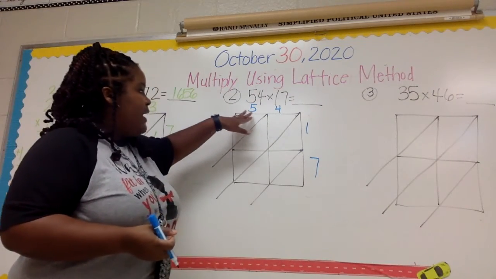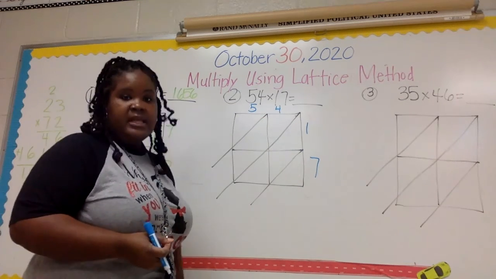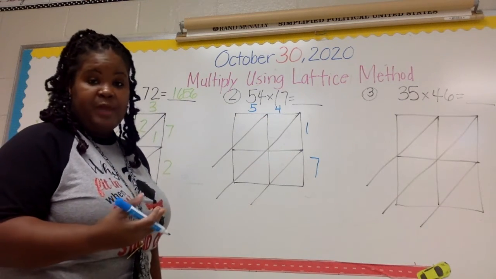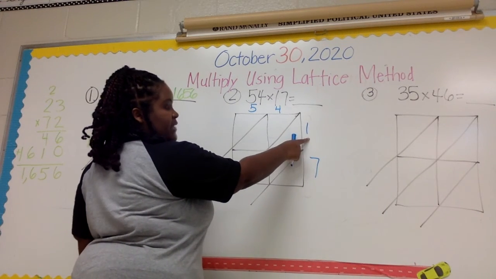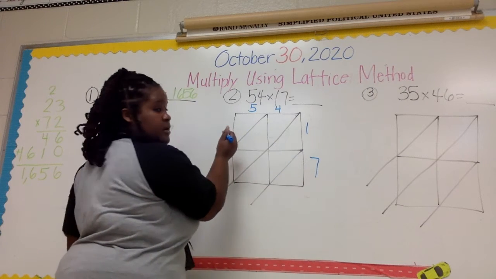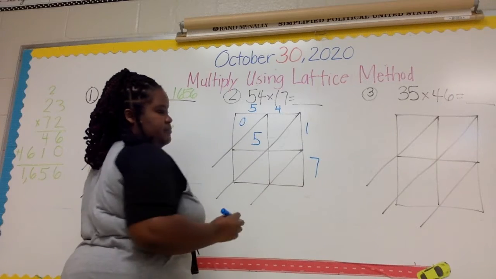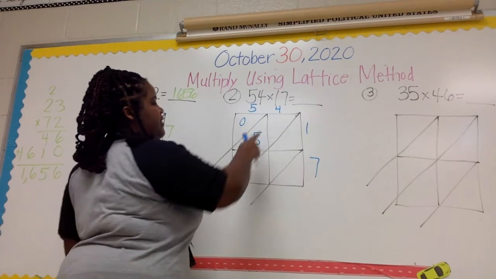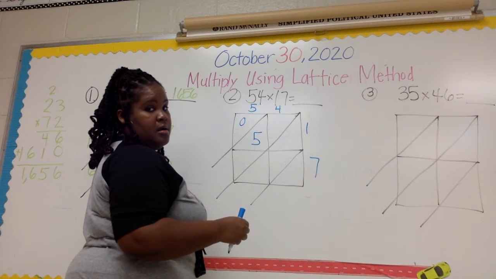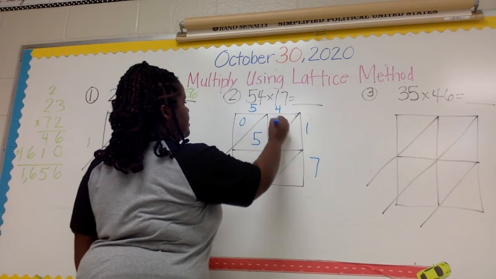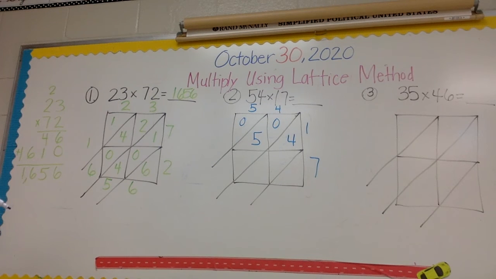So I've already labeled my factors here, put my 54 here, and my 17 there. So now I'm ready to multiply, okay? So I'm going to say 5 times 1, and that's going to give me 5. So remember, because it's going to give me 5, I'm going to put 0, 5. Okay? And then 4 times 1 is going to give me 4. Okay? So that's going to be 0 and 4. Okay? Let's step back. See that?